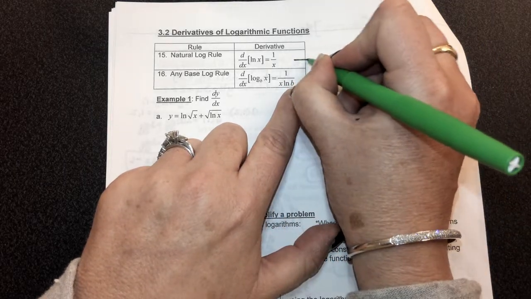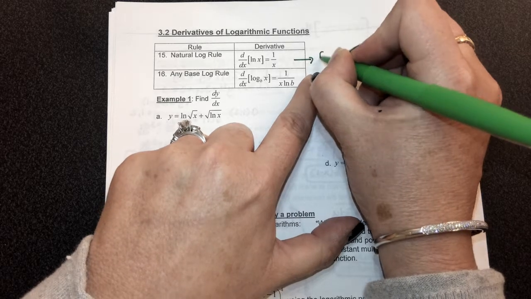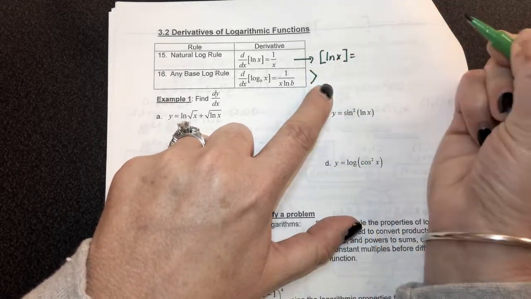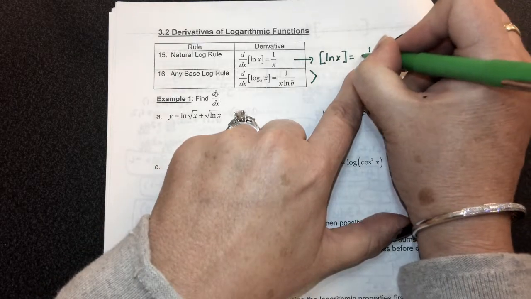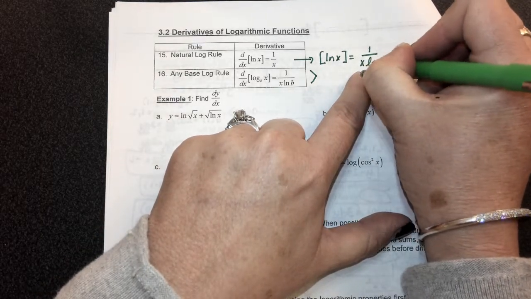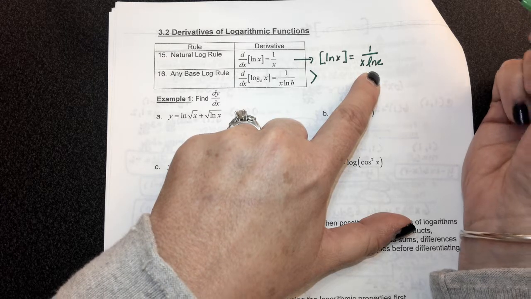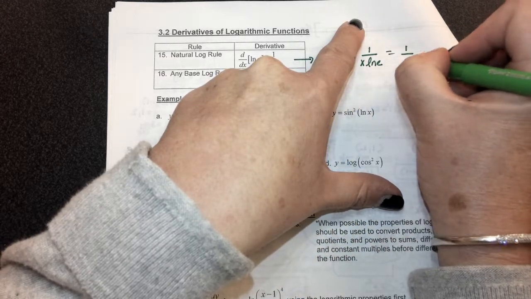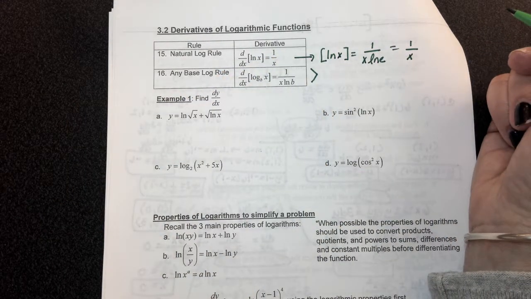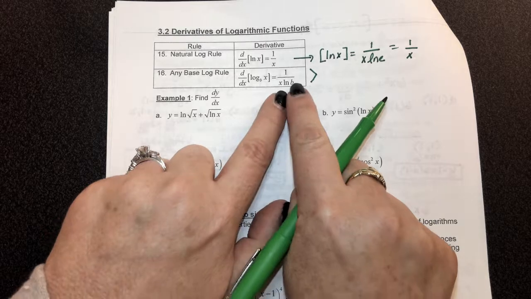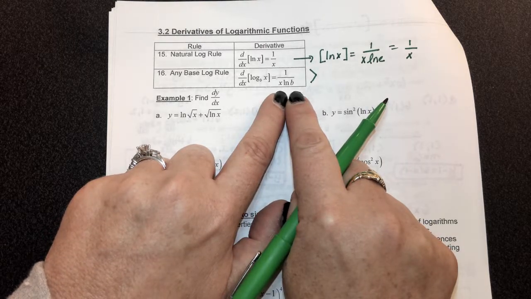Again, you can apply the same rule for natural log of x. Again, we differentiate the natural log of x. Looking at this particular rule, it's equal to 1 over x times the natural log of e. But what is the natural log of e? The natural log of e is just what? 1. So that's why when you take the derivative of the natural log of x, the rule is slightly different. But any other base, again, is going to be 1 over x times the natural log of the base.